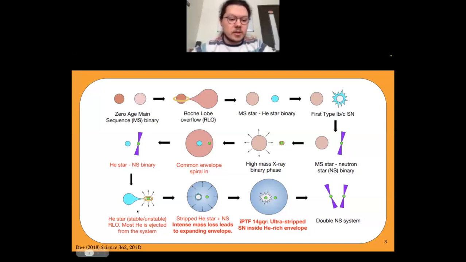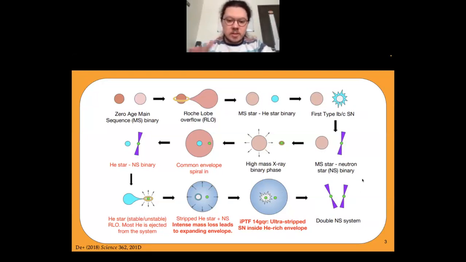Effectively what we have is another mass transfer phase, where now the secondary is transferring mass onto the compact object primary. And as it's losing mass, it's going to puff up. And there's going to be another common envelope, except this time the secondary will just undergo supernova, which strips the envelope, and we're left with 2 neutron stars.